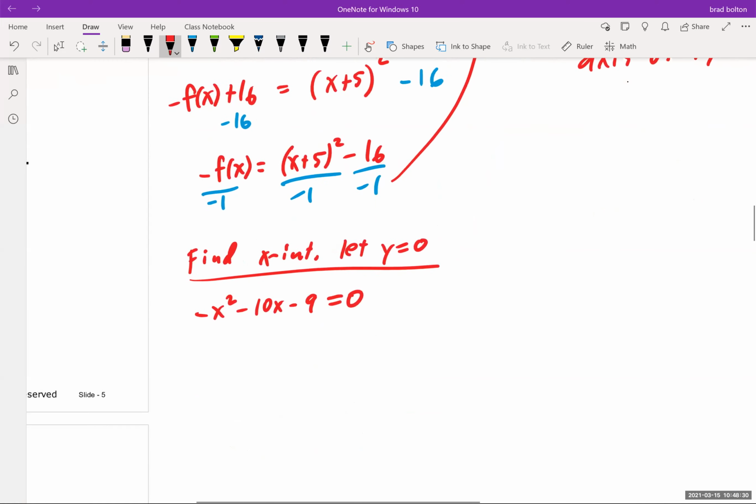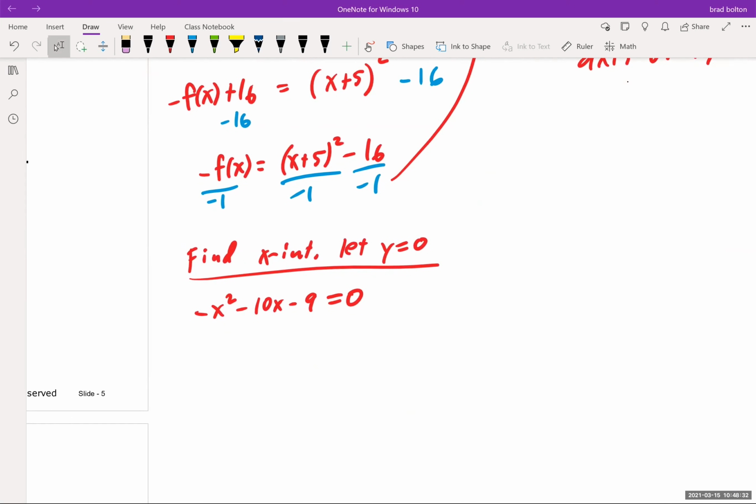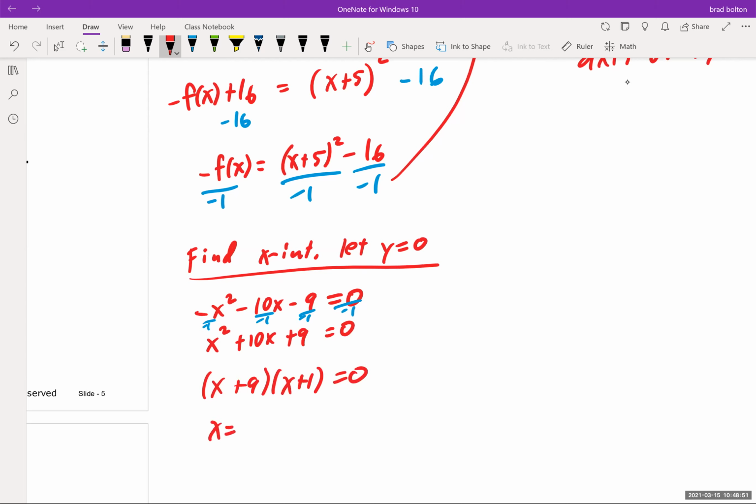Now I can factor out a negative and divide everything by -1, and I will get x squared plus 10x plus 9 equals 0. All I did, in case you're wondering, was divide each term by -1. Now we factor this: (x plus 9)(x plus 1) equals 0. So x equals -9 and x equals -1.